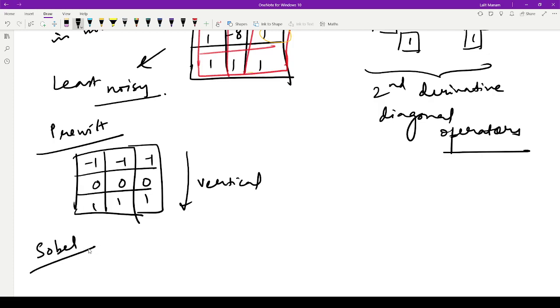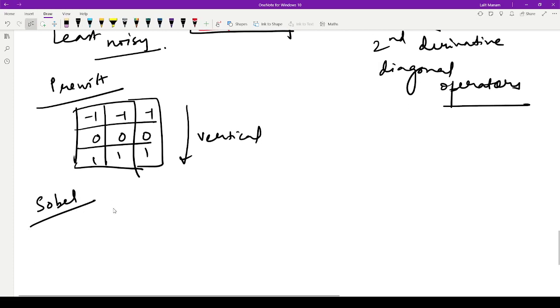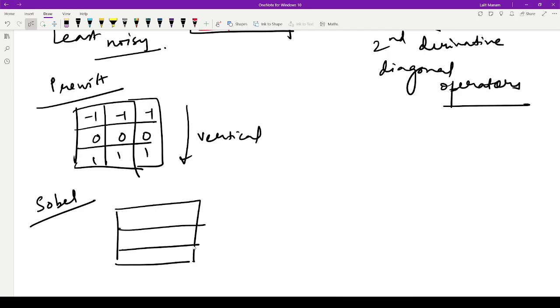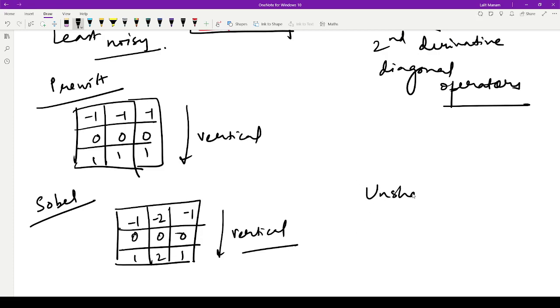And Sobel is another one of them. Since you are trying to focus on the center pixel, we'll just increase the weight for the center pixel. The difference is over the center pixel, so it should be like this. It's quite intuitive actually, but these are very powerful. Again, this is vertical, and you will have the horizontal equivalent as well.